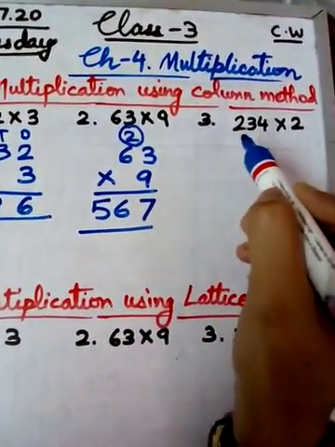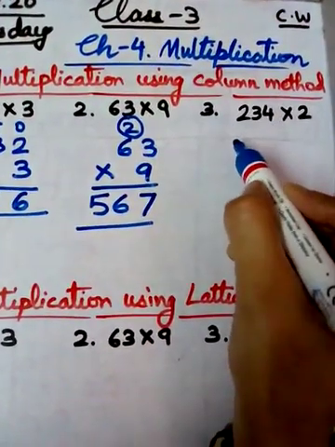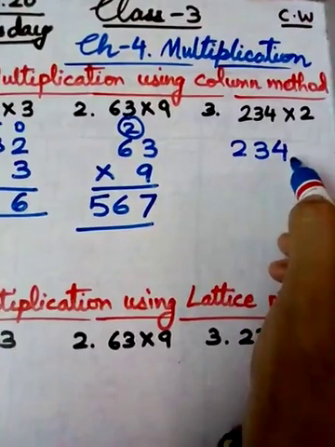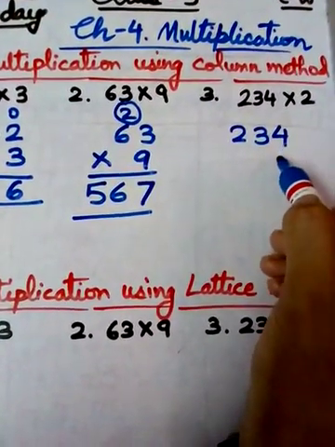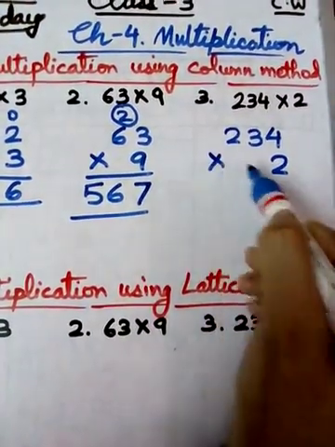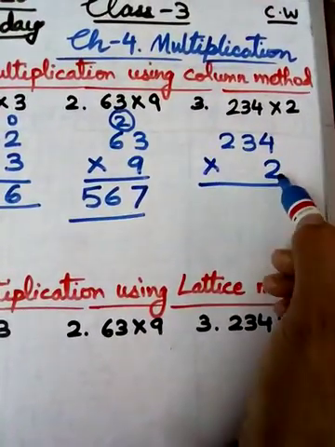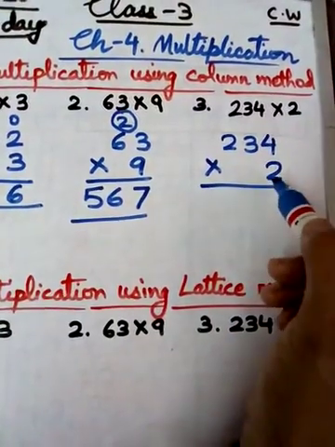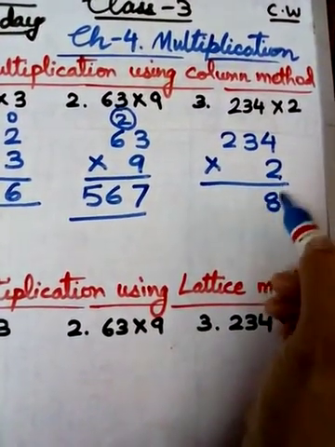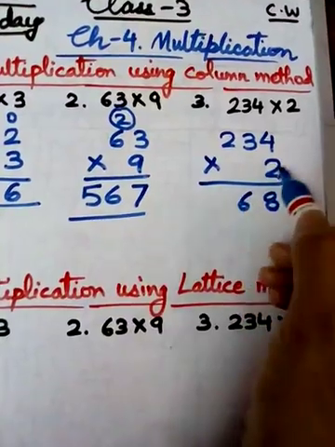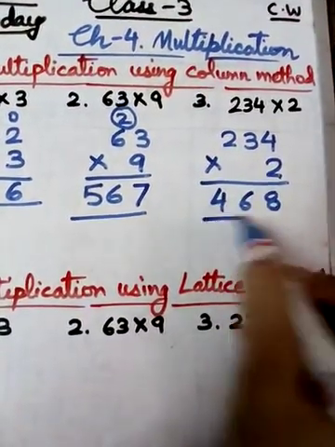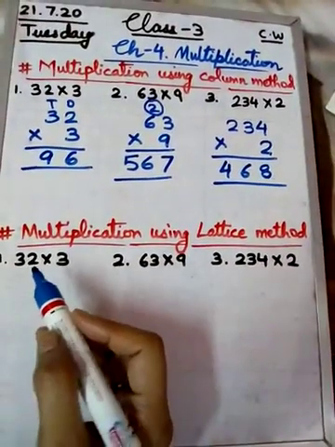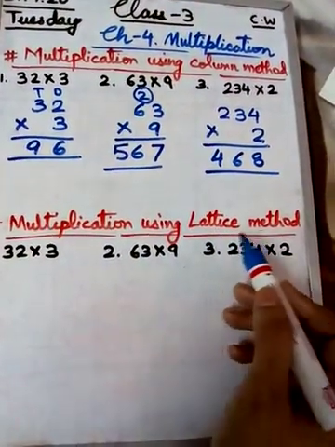Number 3 is, now we have a 3-digit number. So the process will be the same, the method will be the same. Write 234 and 2, the multiplier, down, put the sign of multiplication and a bar. First 2 will multiply the ones place, then tens place, then hundreds place. So let us start. 2 4s are 8, 2 3s are 6, 2 2s are 4. So this is our product, 468. Now I will teach you the next method, multiplication using the lattice method.